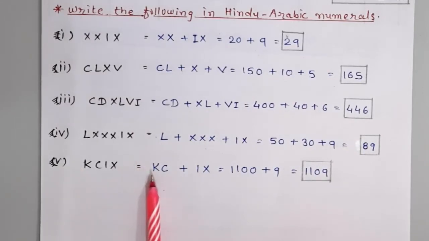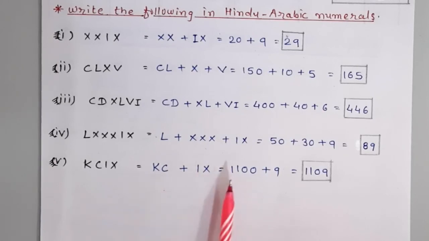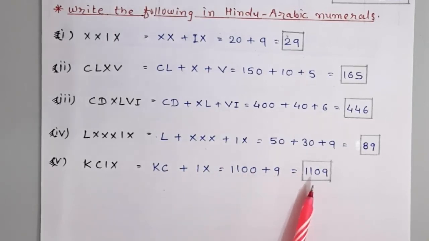MCIX: split up like MC plus IX. MC means 1000 plus 100, 1100, plus IX means 9. So MCIX can be written in Hindu-Arabic numerals as 1109.